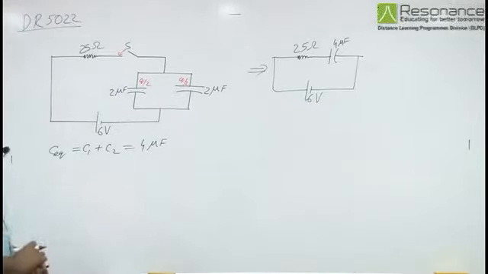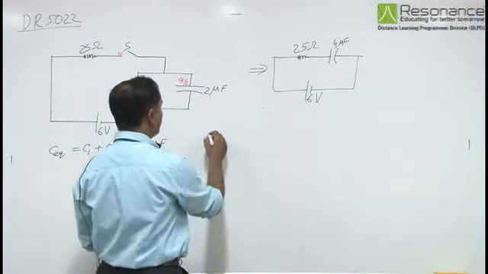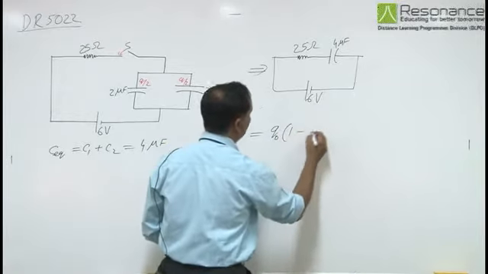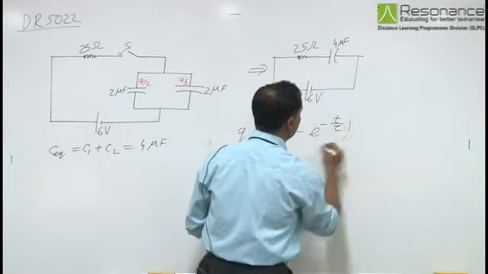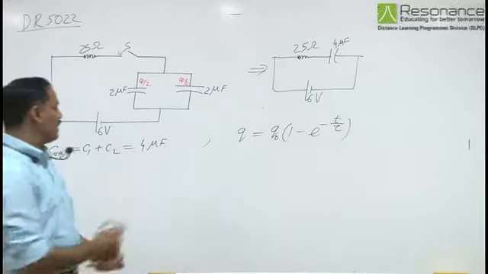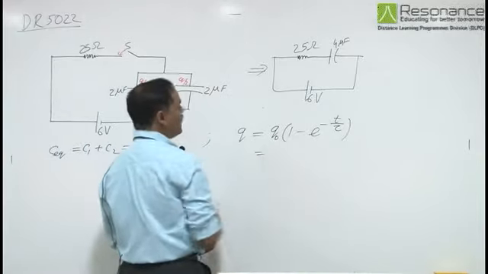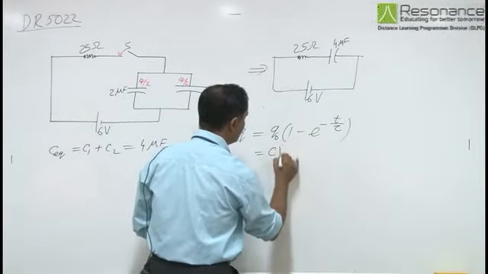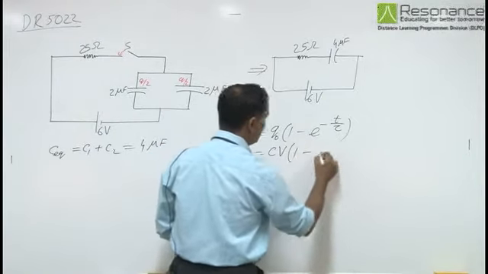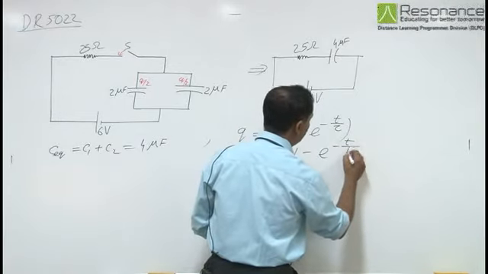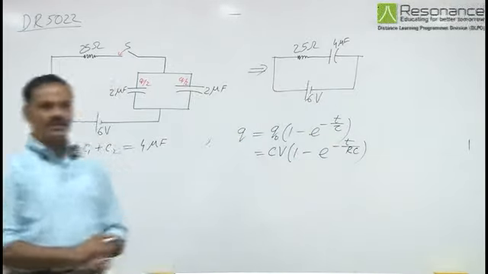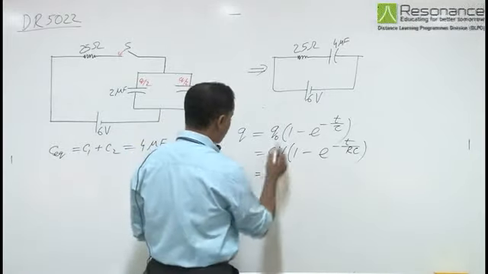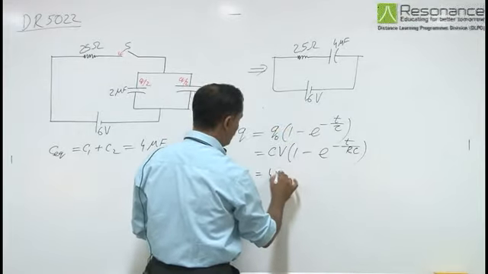So while charging of a capacitor, the charge on the capacitor is given by Q is equal to Q naught into 1 minus e to the power minus t by tau, and this is the charge at any instant. Q naught is C into V, so Q is equal to C V into 1 minus e to the power minus t by tau, where tau is nothing but RC.